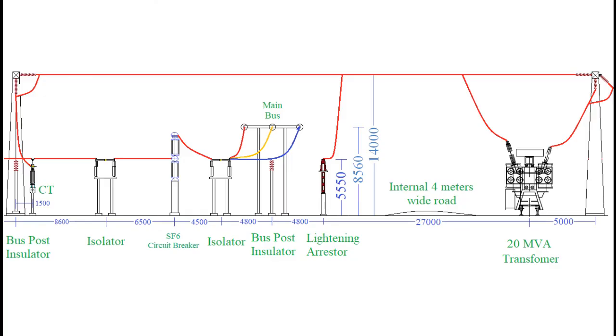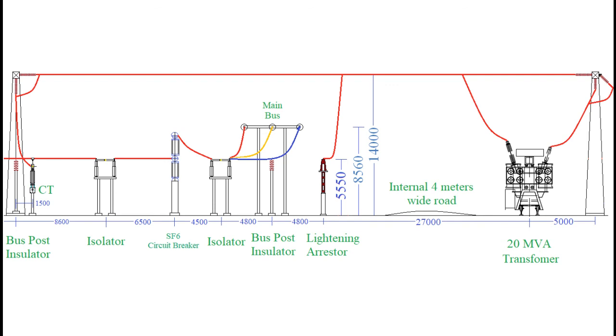The next component, the bus post insulator, is important from the structure point of view. These are 12 in count and 3 below each 14 meter high tower. In this way, we are completing the 132 kV components and going towards the 20 MVA transformers.